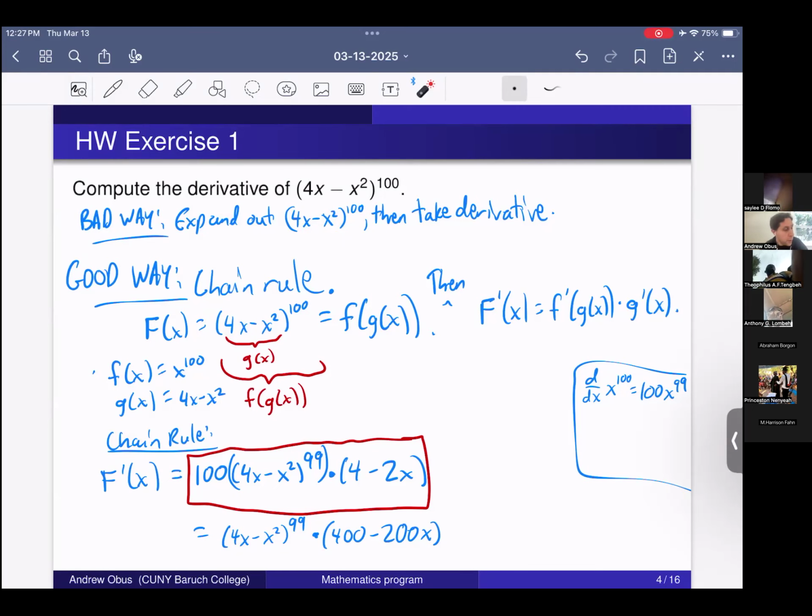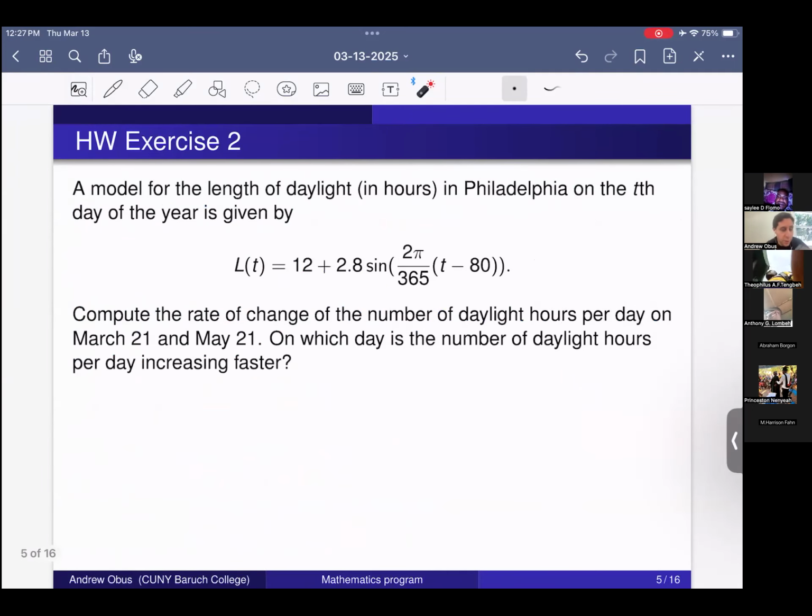All right. If no questions, let's do the second homework exercise. So this is a modeling problem. A model for the length of daylight in hours in Philadelphia, Pennsylvania on the t-th day of the year is given by L of t equals 12 plus 2.8 times sine of 2 pi over 365 times t minus 80. Okay, so it's a complicated function.